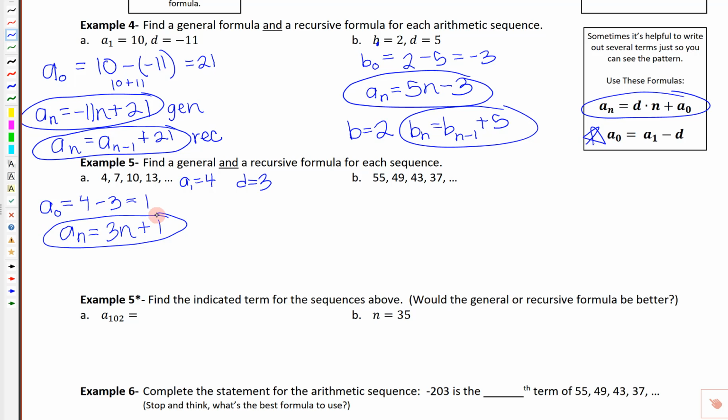Okay, what's nice with the general formula is we can get any term. We could get the 100th term, the 50th term, and we can just plug it into this formula to figure that out, and it's a lot more useful to us.